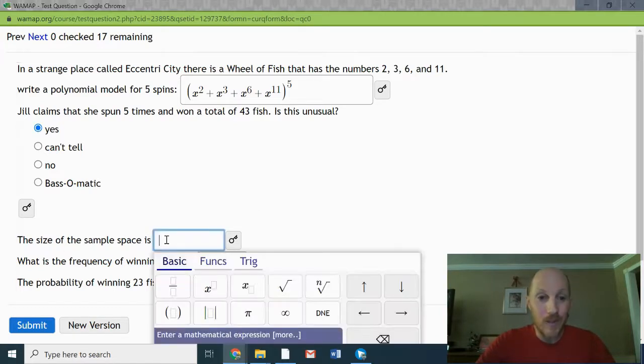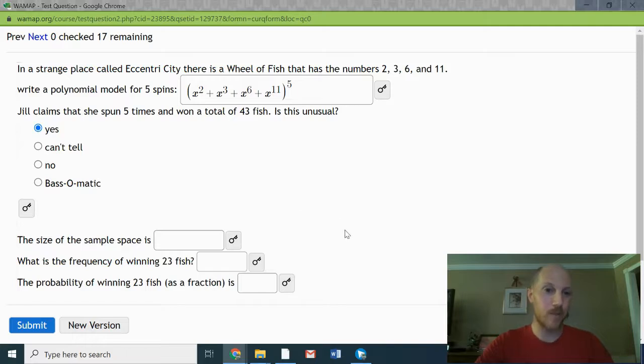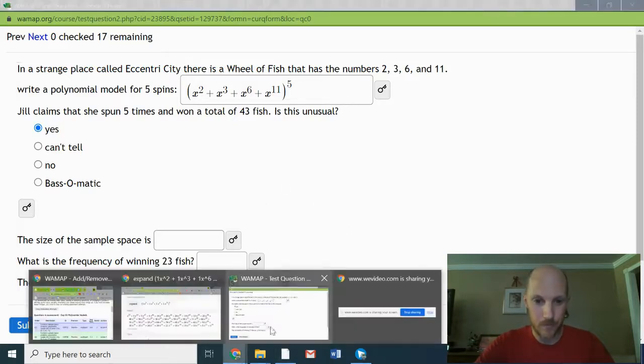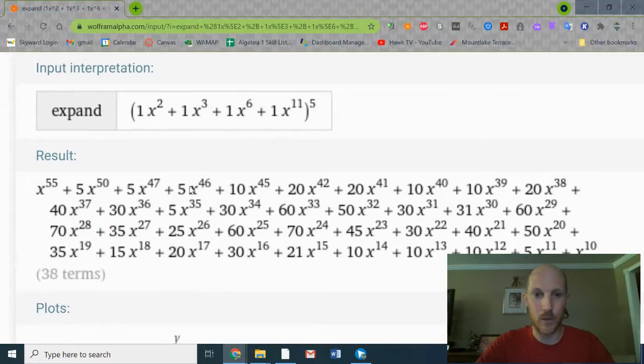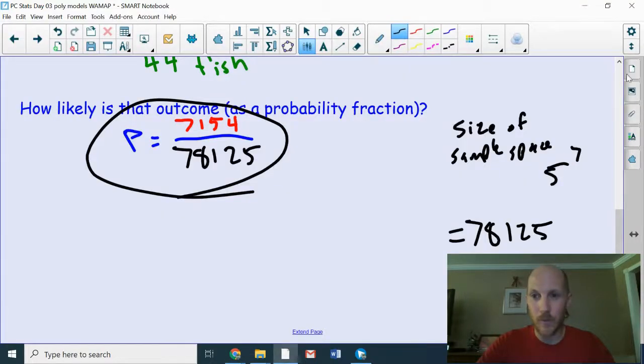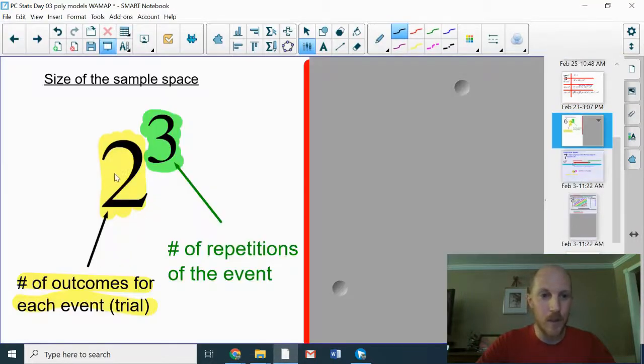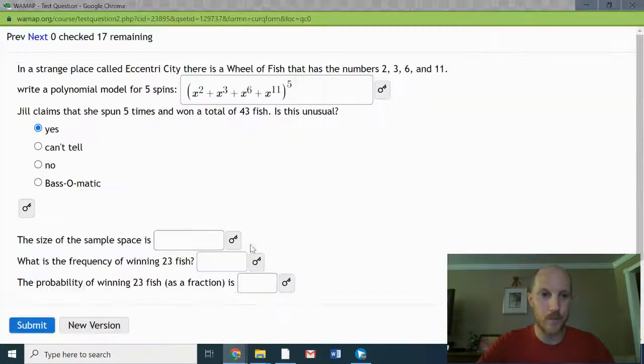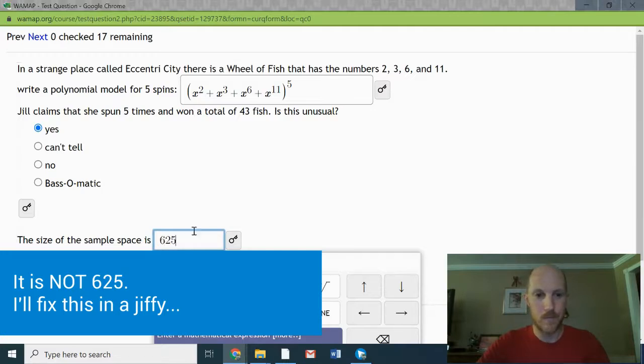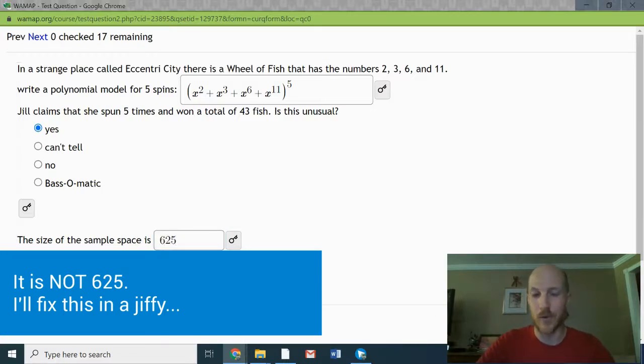The size of the sample space is how big? Well, either add all of the coefficients in this expanded polynomial model, or you could do it the faster way. Just keep going back to the same screen so we keep remembering the number of outcomes on one trial as the base, and our exponent is the number of repetitions. So this spinner has 1, 2, 3, 4 spaces, 5 spins, 4 to the power of 5. I do this correctly this time, 625.